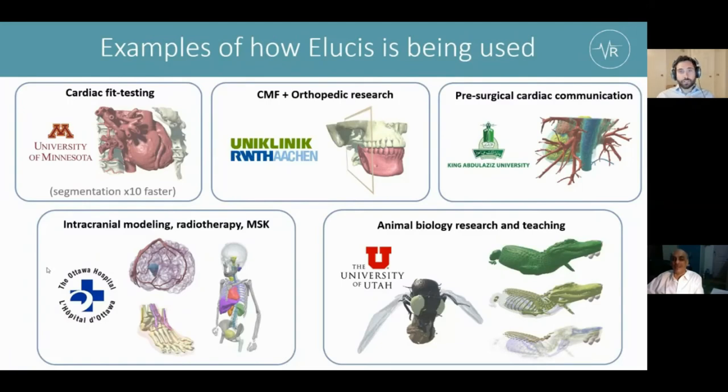So here's a few examples of how Elucis is currently being used. At the University of Minnesota, there's a cardiologist who's using it for cardiac fit testing, so implanting 3D models of implants and then testing them against a patient's actual anatomy. He remarked that the segmentation of the anatomy is about 10 times faster in 3D.